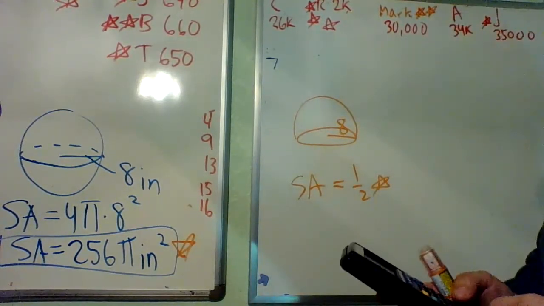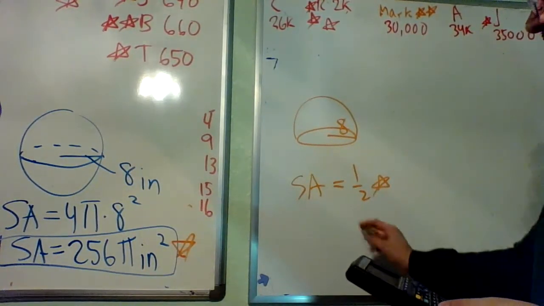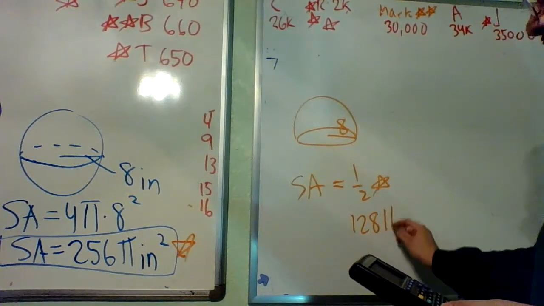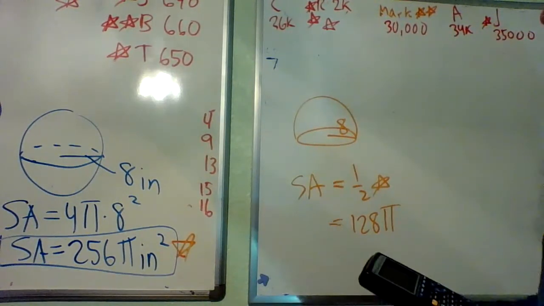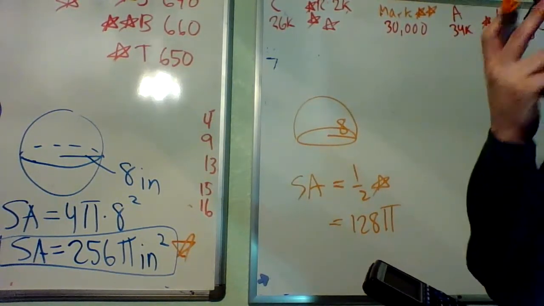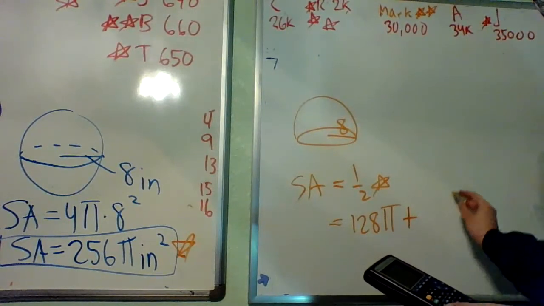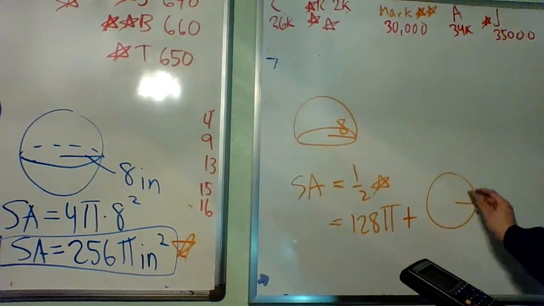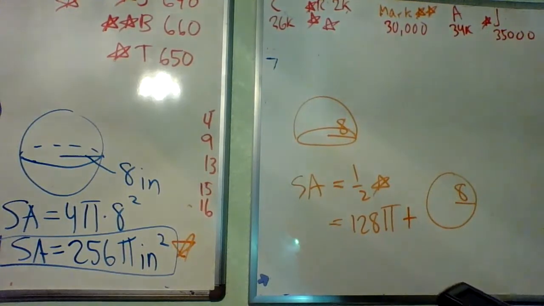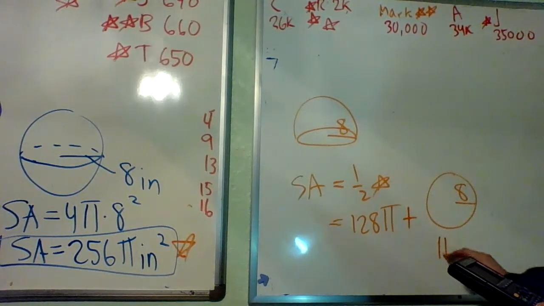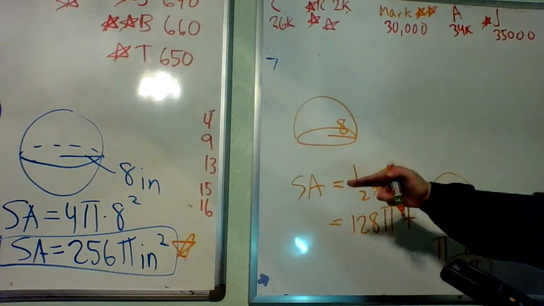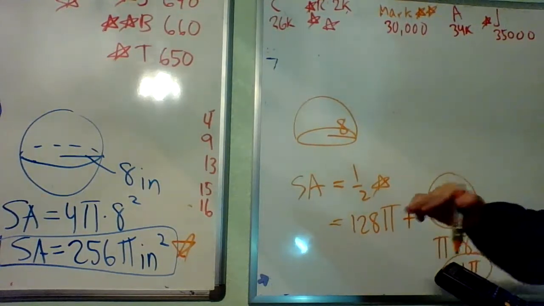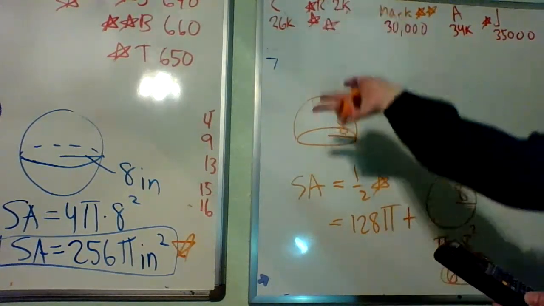So I just need to do 256 divided by 2. This is why many times we want to avoid using the pi, because I could have done that in my head, it's a quick calculation, and I don't have to mess with the decimals. But then I need to add on the circle that's on the bottom. We have to calculate the area of it. The area of that circle on the bottom is pi times 8 squared, which is 64 pi. Since I sliced it, I have more of a surface.